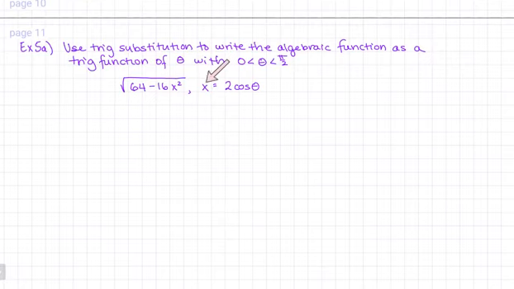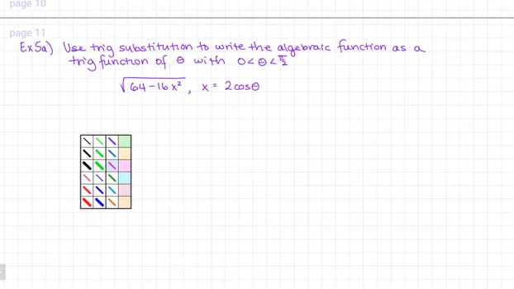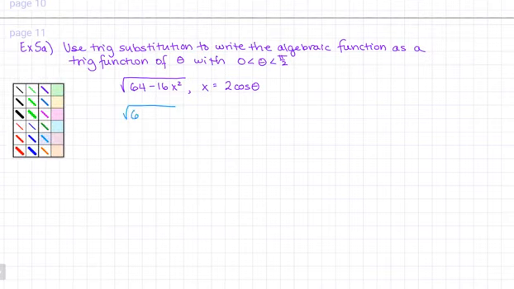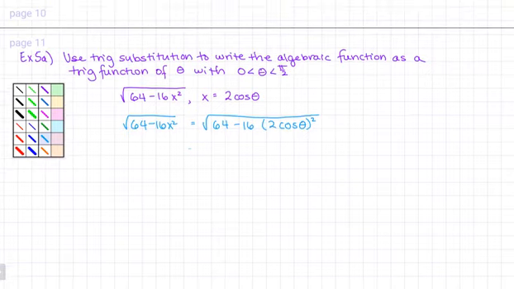In this case, they're saying let x equal 2 cosine theta. So I'm just going to rewrite this and let x equal 2 cosine theta and see where that takes us. So we are going to start with this. The square root of 64 minus 16x squared, that was given. And we are going to substitute the x with 2 cosine theta. Oh, but it's x squared, so 2 cosine theta should get squared. This seems weird, but we'll go with it.